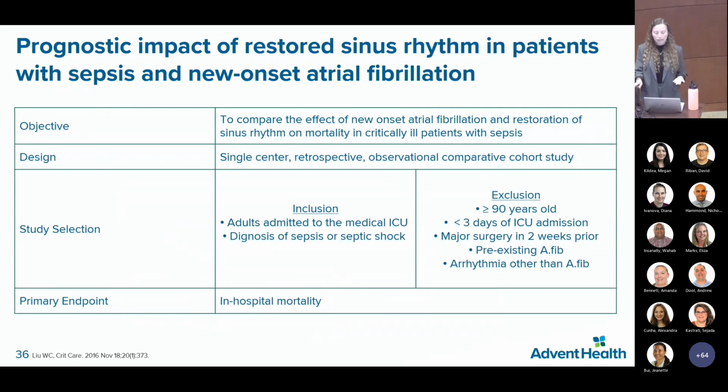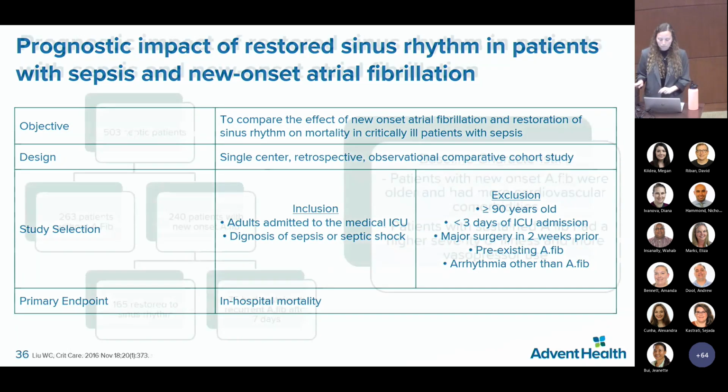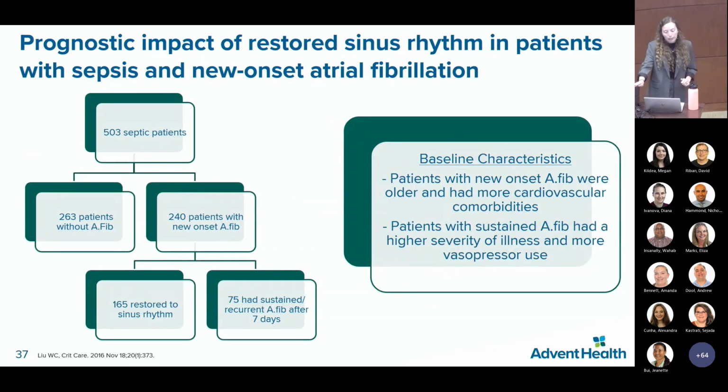That brings me to our next study that compares hospital mortality based on the treatment strategy, specifically in our critically ill population. This was a single-center retrospective study that included patients admitted to the medical ICU that had sepsis or septic shock. It's also important to note that this study excluded patients who had recent surgery or had a history of pre-existing AFib. 503 patients were included in the study.